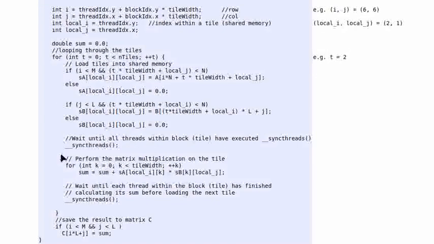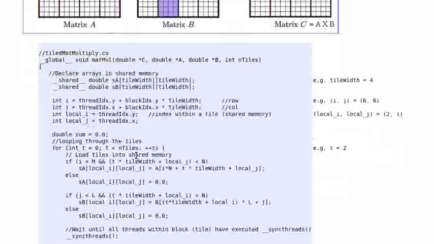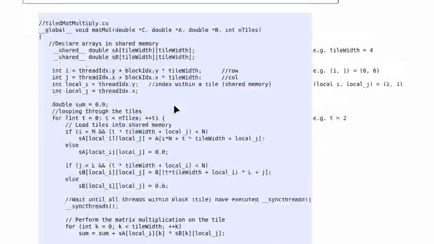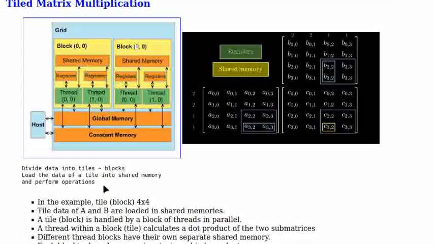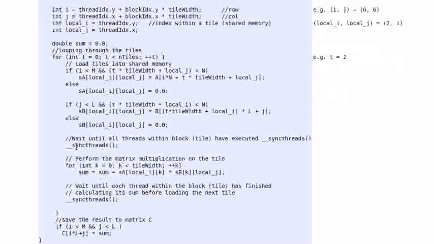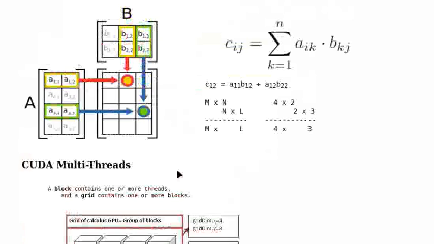And now we wait until all threads within the block or the tile have executed the same step. But we do not need to wait for another block, right? Because blocks operate independently on the shared memory. Within the block, we wait. And then each thread in the block performs the sum, basically using this formula.